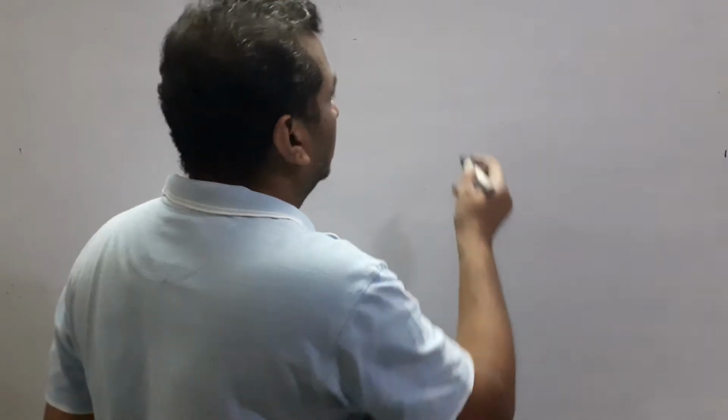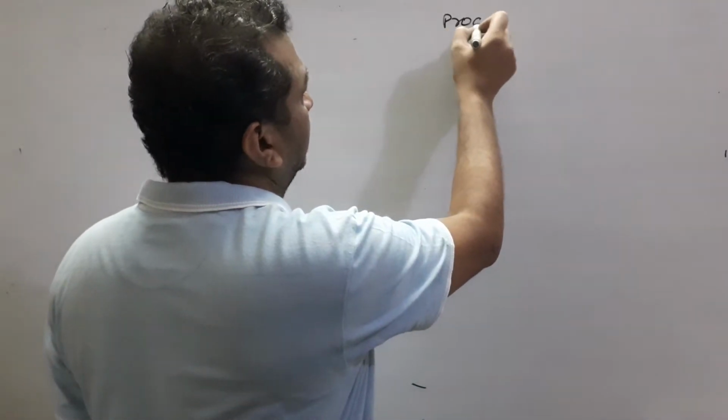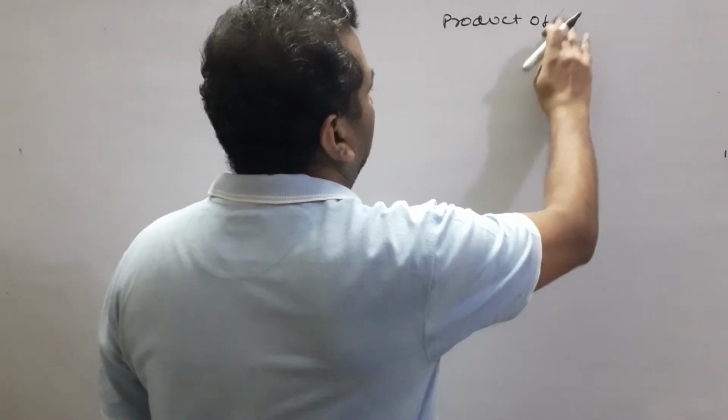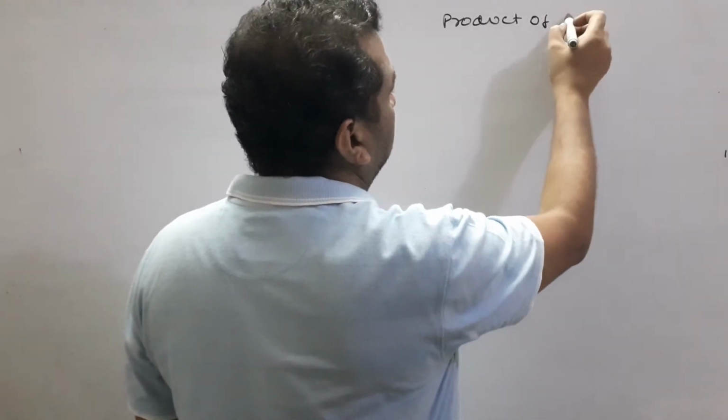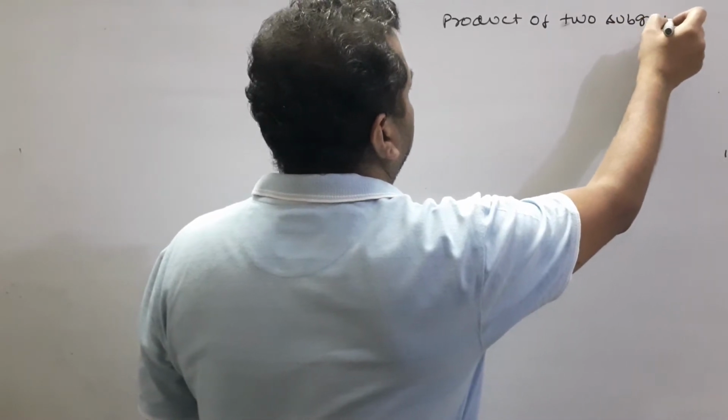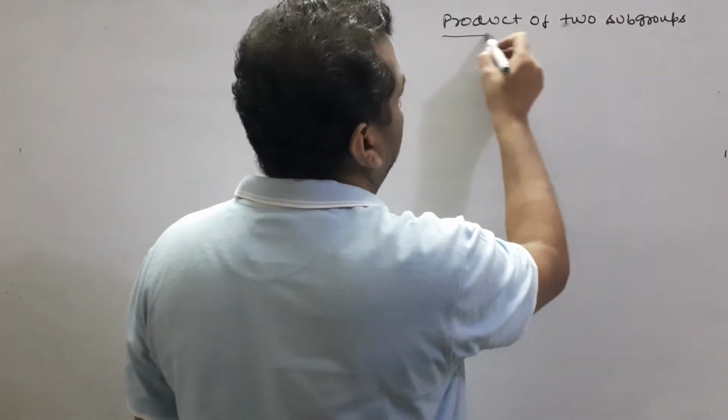Hello students. Beta, in my last video we discussed examples of a subgroup. Then we will start the product of two subgroups. Counting principle. Product of two subgroups.